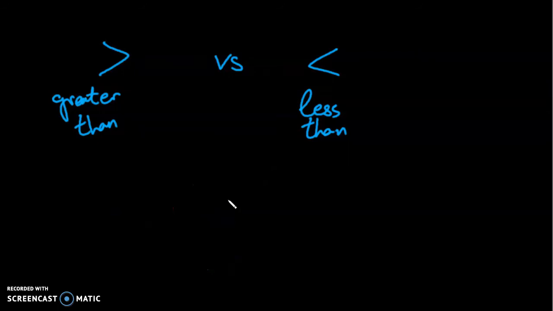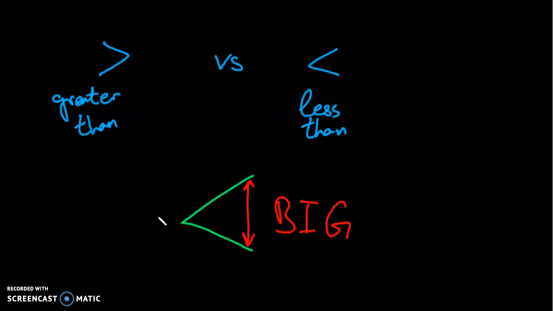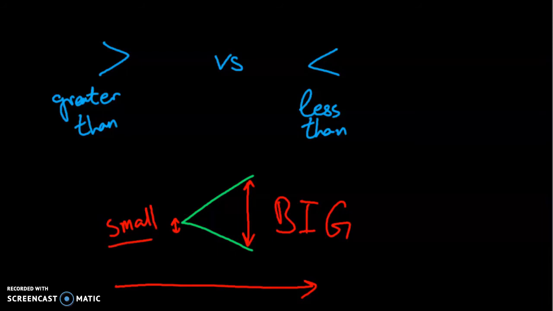Same thing with the less than. This side, the left side, everything on the left side is less than the right side. And from left to right, we say that this number is less than the other number.